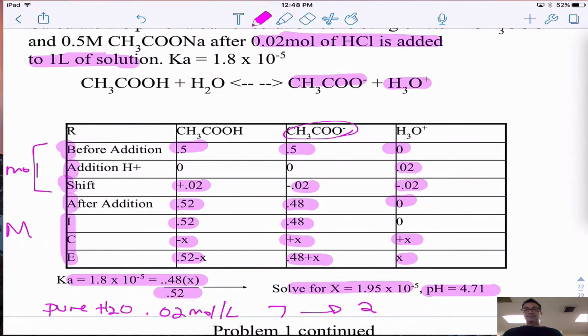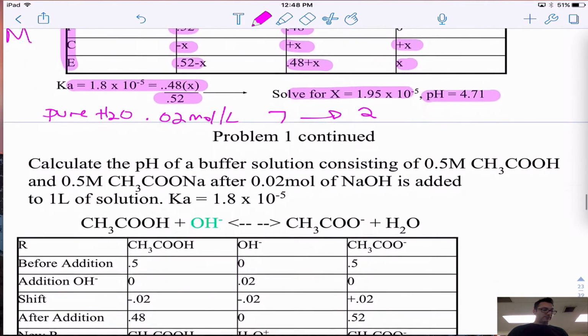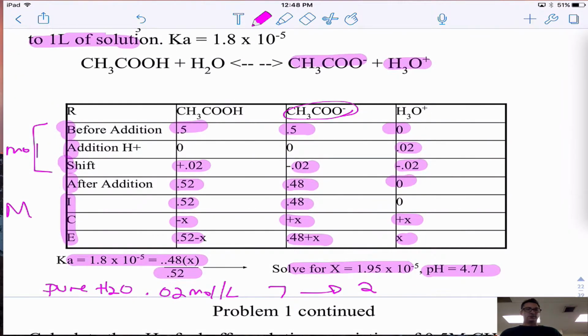And that is not a big change considering how much acid I added. Now what would happen if I were to take this same buffer and add base to it? This problem's a little bit more complicated. The first thing you'll notice is that I had to write a new reaction, because if we look back at this slide, there's no OH minus in the reaction.